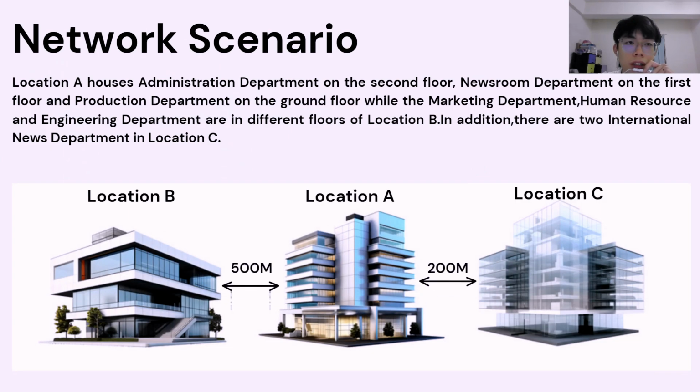Okay, for the introduction part of network scenario, basically we got three locations, which is location A, location B, and location C. Location A houses administration department on the second floor, newsroom department on the first floor, and production department on the ground floor, while the marketing department, human resources, and engineering department are in different floors of location B. In addition, there are two international news departments in location C. As you can see in the figure, location C is located 200 meters away from location A, while location B is located 500 meters away from location A.